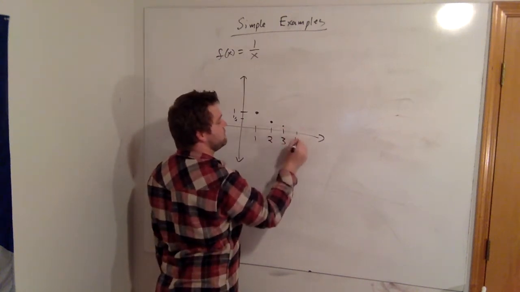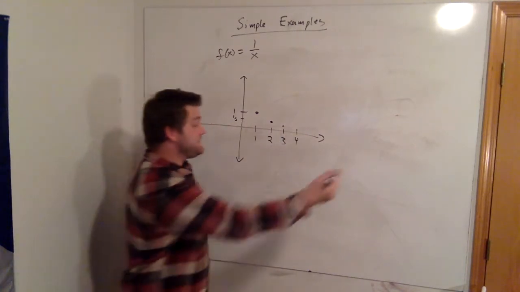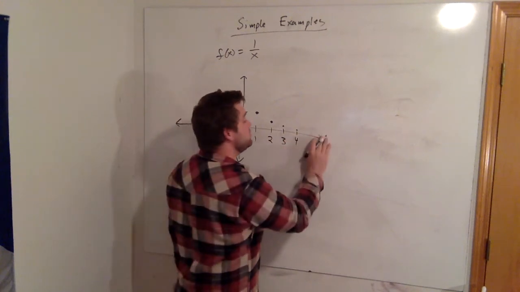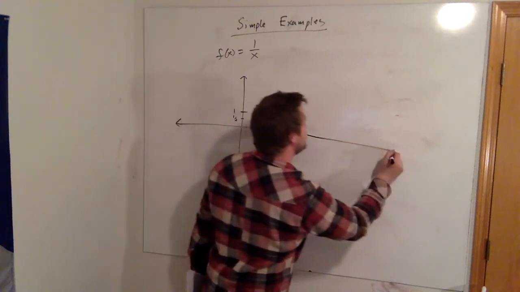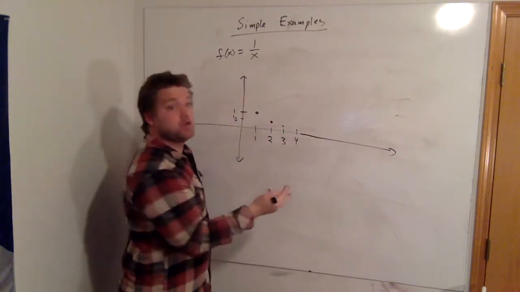And if I plug in a 4, I'm going to get out a 1/4, and so on and so forth. If I plug in 10, I'm going to get 1/10. If I plug in 100, I'm going to get 1/100. So what we should realize is the larger values I plug into this function, the smaller the outputs.